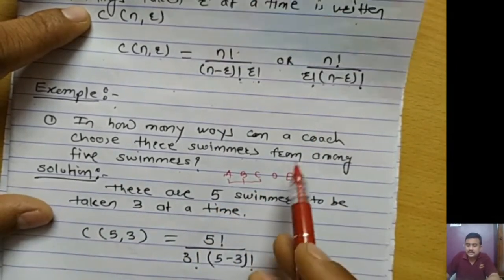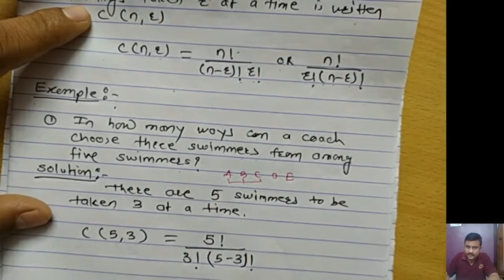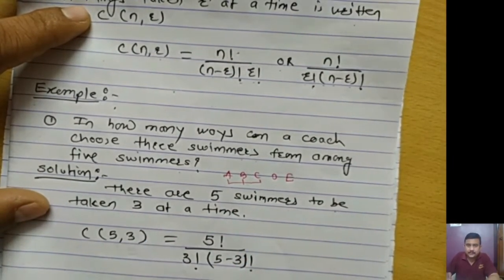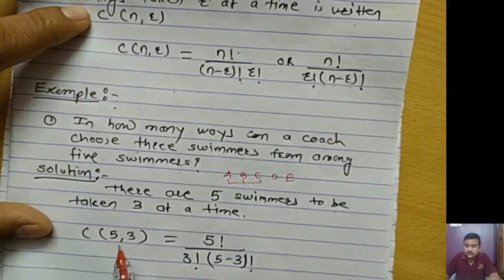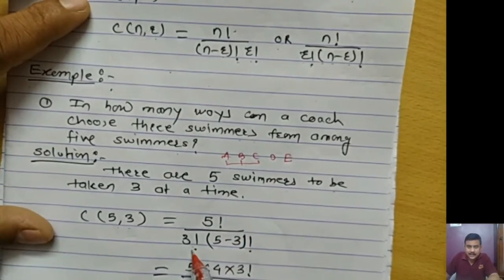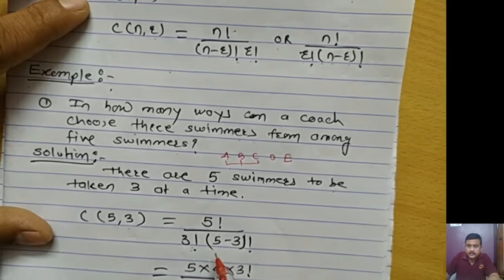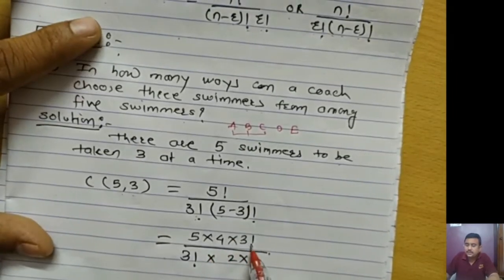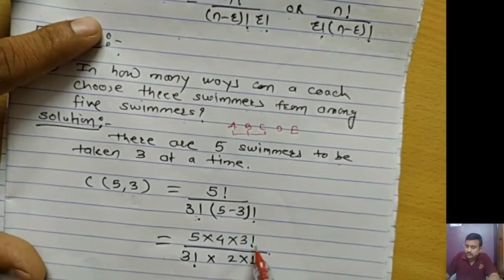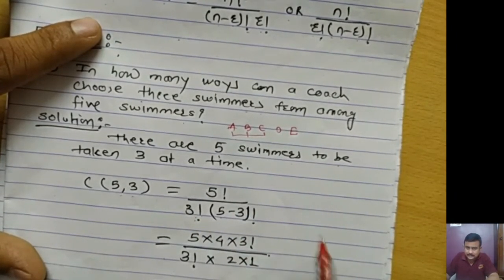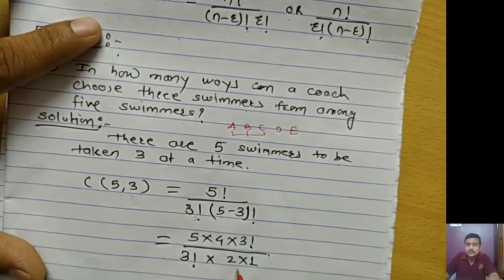So in that case, we will use the formula of combination. There are a total of 5 swimmers to be taken, 3 at a time. So the formula C(5,3) equals 5 factorial divided by 3 factorial, that is r factorial, multiplied by (5 minus 3) factorial. We have to select r, that is r equals 3 over here. So 5 factorial equals 5 into 4 into 3 factorial. We have written 3 factorial just because in the denominator we have 3 factorial. So 3 factorial can get cancelled.